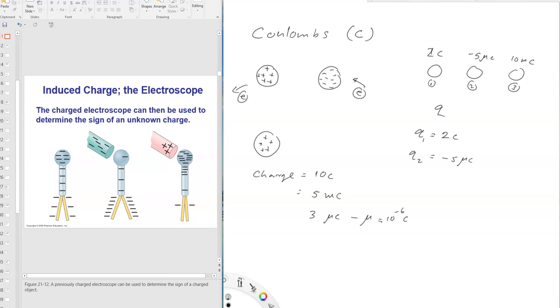Also, I mentioned that by adding electrons or removing electrons, you can charge an object. So how much charge do you get when you add an electron? What's the charge of an electron? The electron is the smallest charge we can find in nature, naturally existing, right?